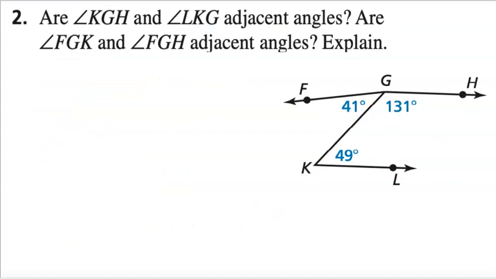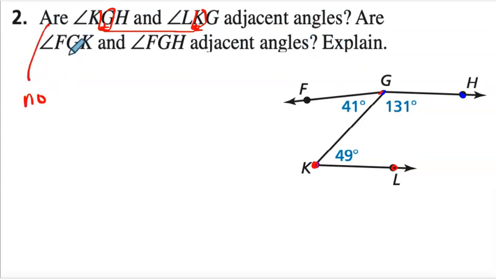Next example, are KGH and LKG adjacent? Alright, so KGH, sharing this, and this is your vertex, and the fact that it says LKG, that's an indication that they're not sharing the same vertex here. So automatically, without even going through this, I can see that the vertex should be the same. It's not the same, so are they adjacent? So for the first question, no.